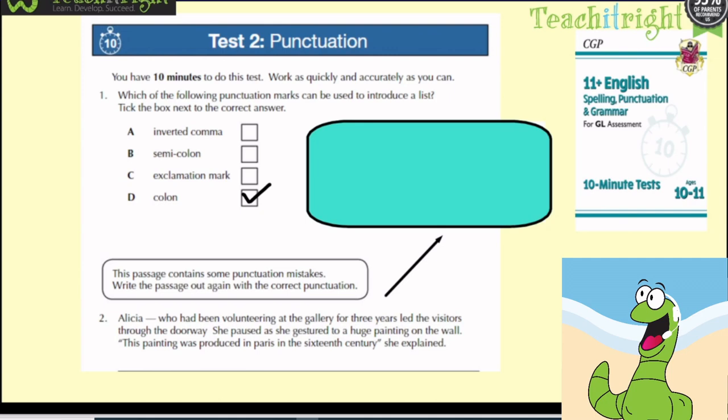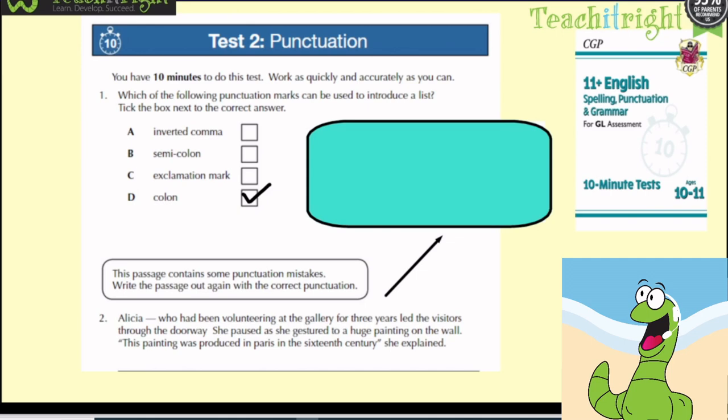Take approximately 10 minutes. If it takes you a little bit longer than that, that's fine. Try and see how long it does take you so you're aware of your pace through these tasks. So, working as quickly and accurately as you can, number 1 says: which of the following punctuation marks can be used to introduce a list?